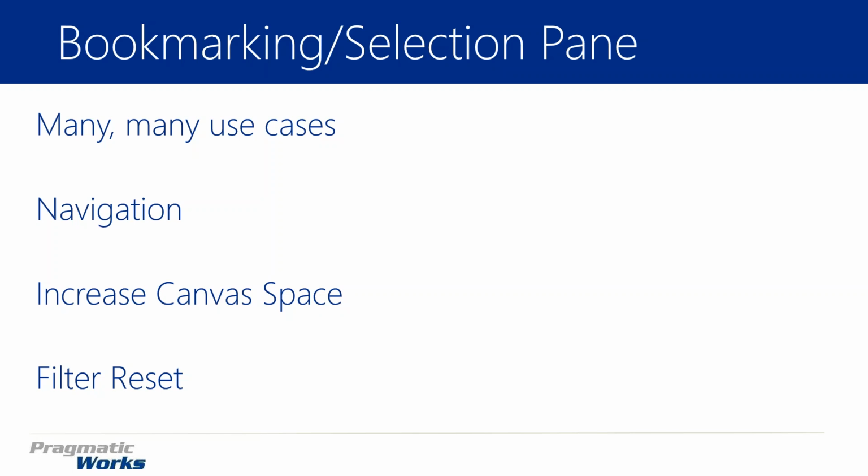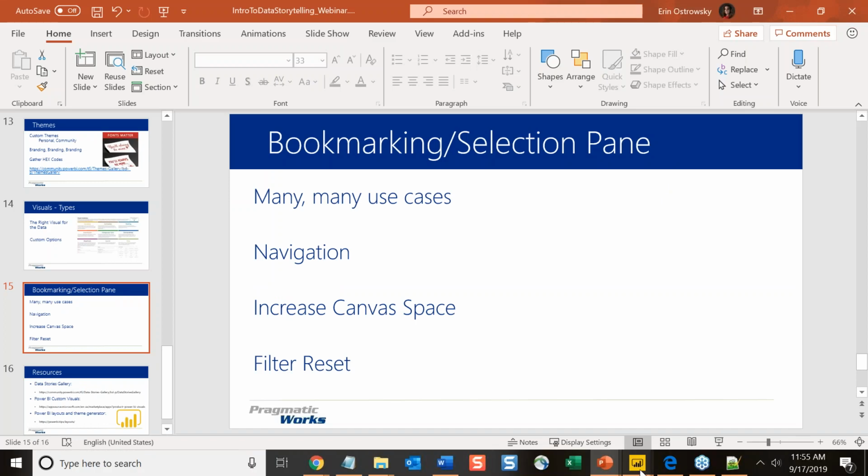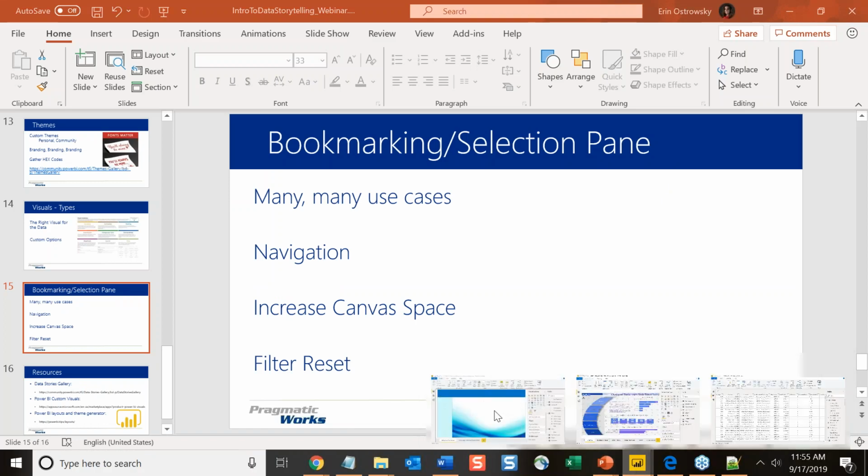We can make a bookmark of the page in its default state with no slicer selected, right? It's unfiltered explicitly by the user, and have a reset icon that navigates to that. And so if they want to reset the page, that's a very common and great use for bookmarking and selection pane. Once again, go to the other webinar if you'd like to see more of how to do that. I am going to show you really quickly, though, what I mean. Go back to this report.